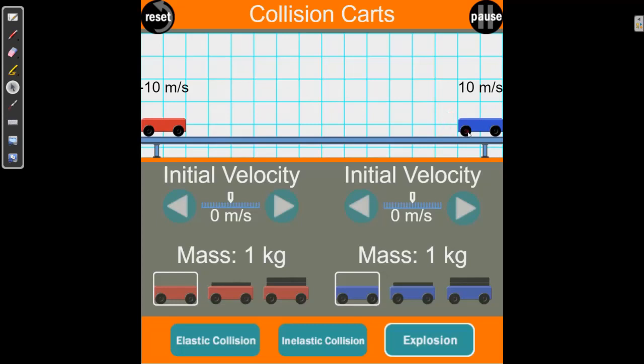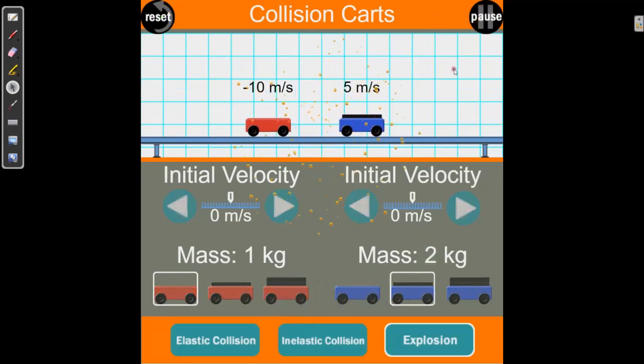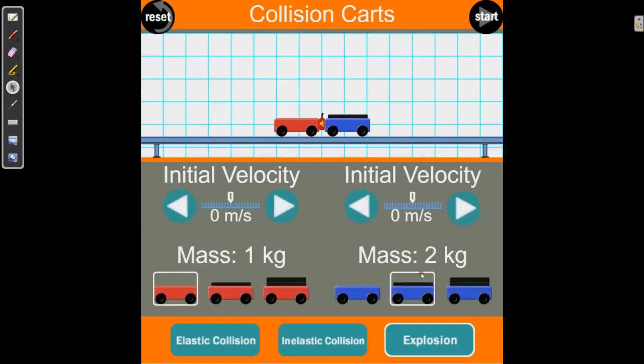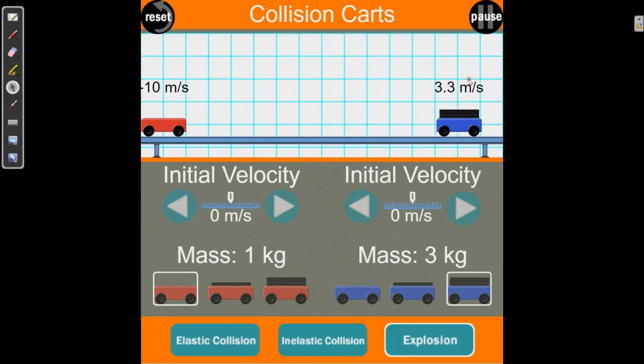Now, if we change masses, they're obviously going to move at different speeds, but it's still going to conserve momentum here. I doubled the mass, so this velocity gets cut in half. That should make sense, right? Double the mass, velocity gets cut in half to conserve momentum. How about I triple the mass? The velocity gets cut in 3, divided by 3.